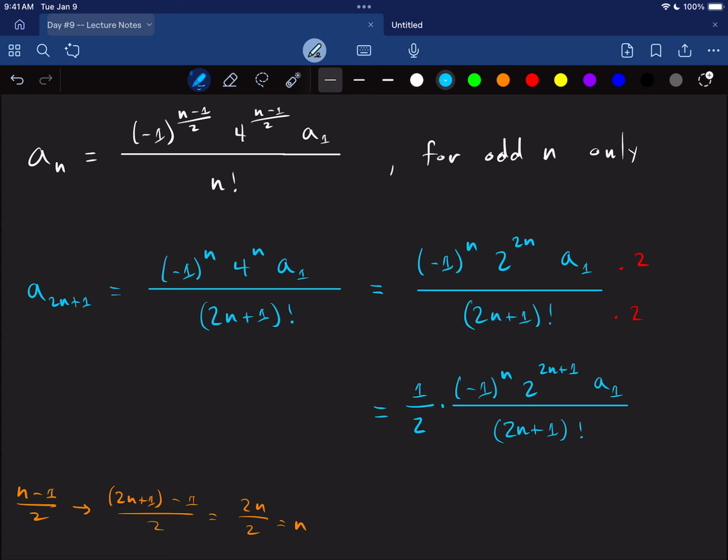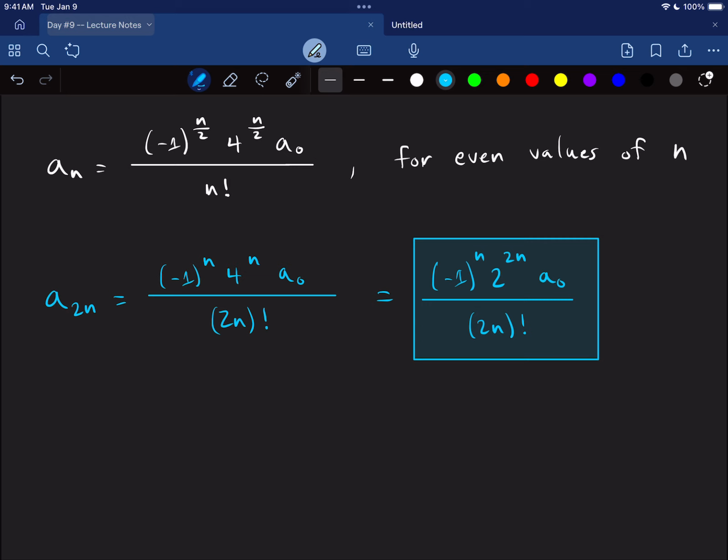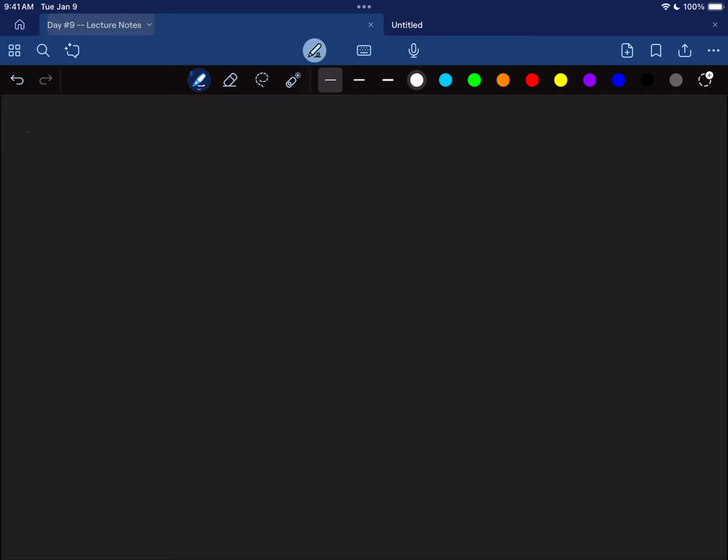Great. We have formulas. Let's box them. We have formulas here for a sub 2n plus 1 and a formula for a sub 2n. I have formulas for the even and the odd coefficients, the an's. That's nice. Why don't we go back and rewrite out what we had here.